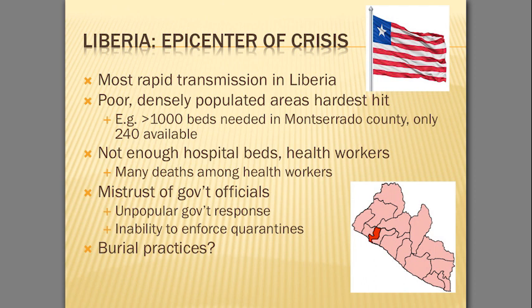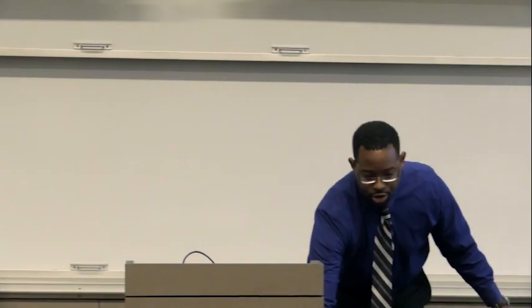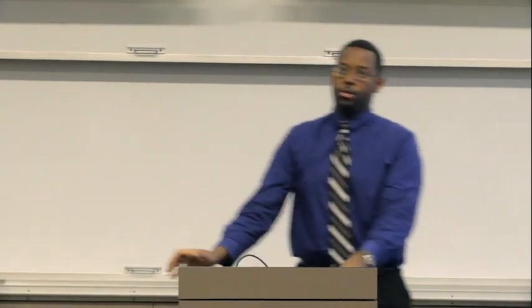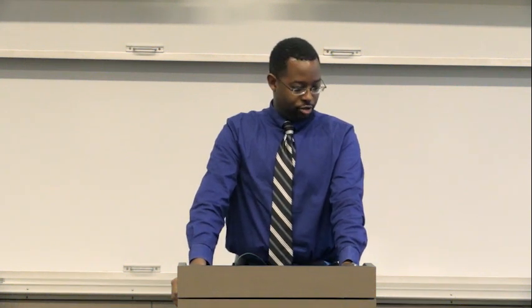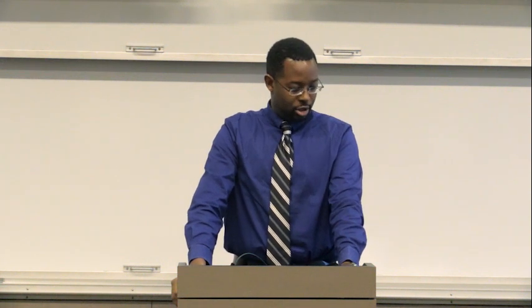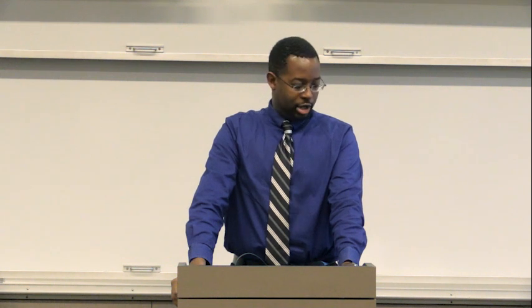And one of the areas that has been worst hit is this district called Montserrado County, which is just outside of where the national capital, Monrovia, is located. There are not enough hospital beds. There are not enough health workers. Many health workers have died. There are very high levels of mistrust of government officials in general. And the government and the military and the police have not been able to enforce quarantines effectively. There was a case about a month ago where an isolation unit was broken into and the patients were taken out and removed from that.